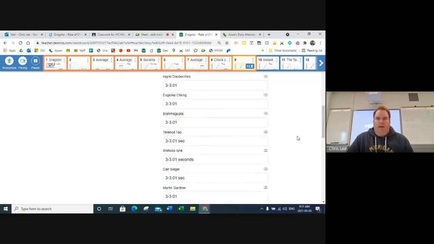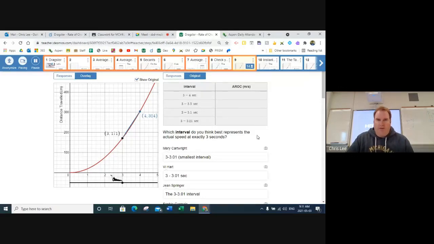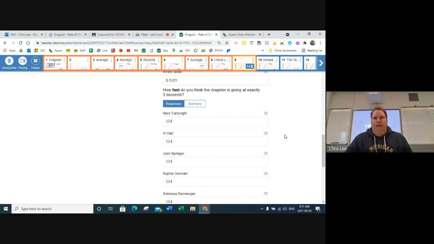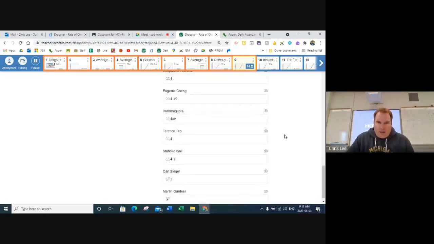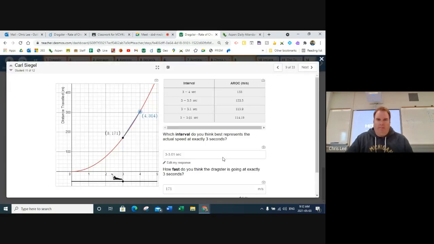Okay, so let's see what people are saying. Everyone has said that the best interval to represent what's actually going on is the 3 to 3.01 second one. And then, how fast do you think the dragster is going at exactly 3 seconds? This is where I see different answers, so this is good. I wanted to hopefully see this. Many people guessed 114 meters per second, which is a good guess. Some guessed 114.19. We have one guess at 171 and one guess at 57. So let's check out this one.